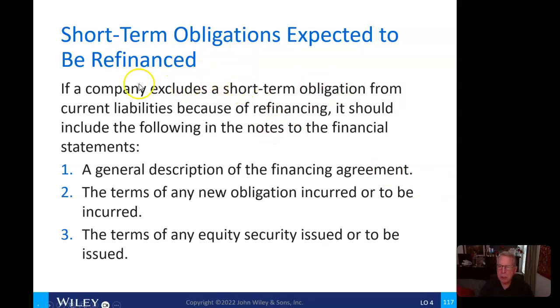Short-term obligations expected to be refinanced. If a company excludes a short-term obligation from current liabilities because of refinancing, it should include the following in the notes to the financial statements. Number one, a general description of the financing agreement. Number two, the terms of any new obligation incurred or to be incurred. And three, the terms of any equity security issued or to be issued.